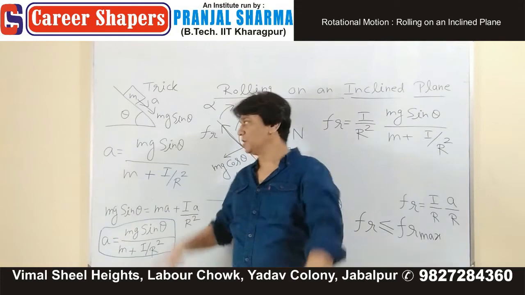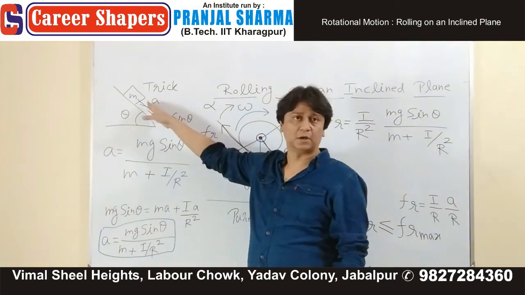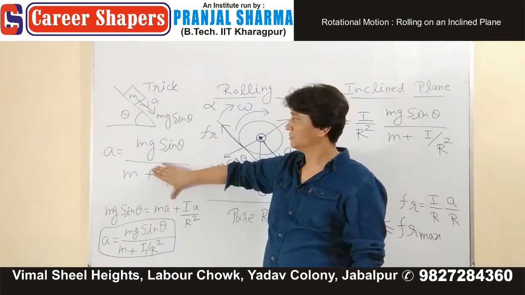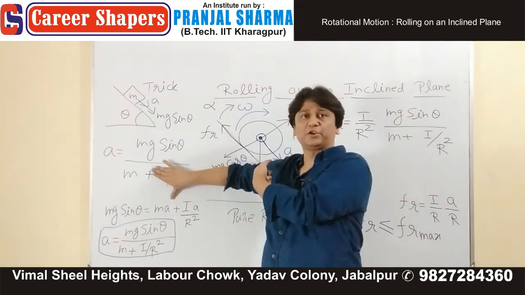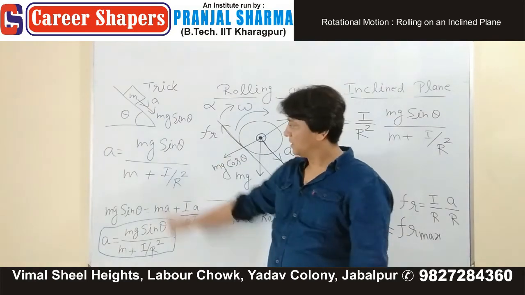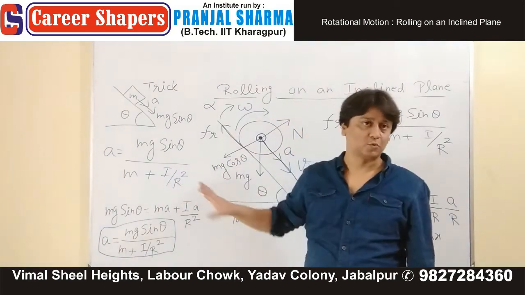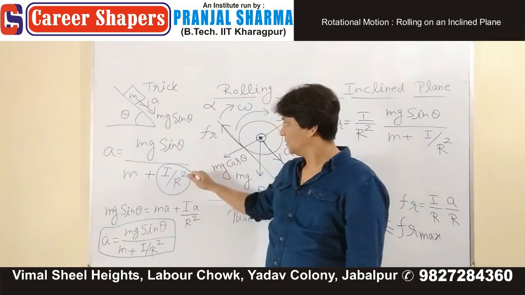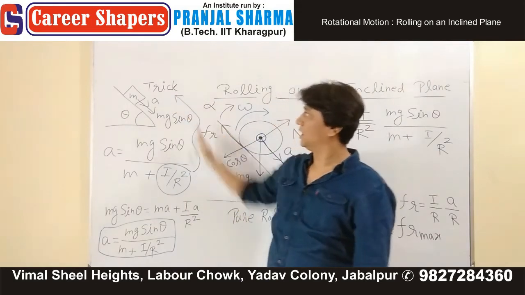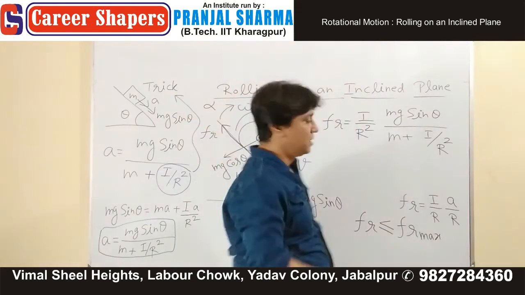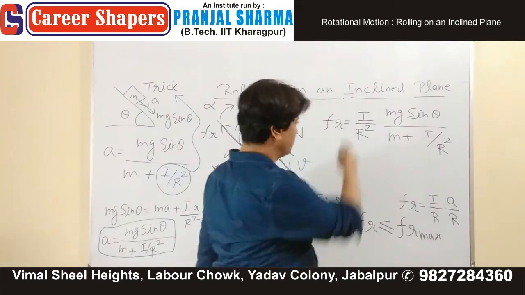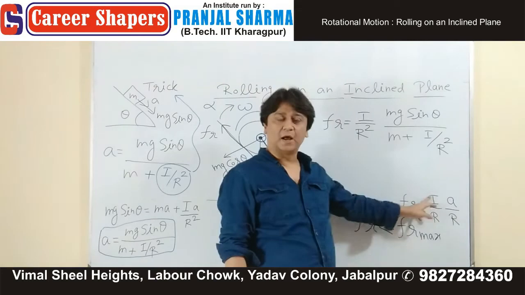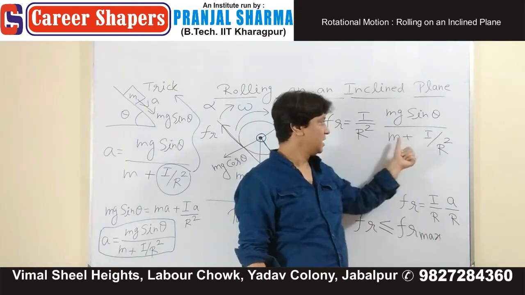But to simply remember this acceleration: what is acceleration if you release the object on an incline in laws of motion? g sine theta, mg sine theta upon m. In rotational motion, what is the acceleration? Add I upon r square part also. So this I upon r square, remember as a trick. बाद में note कर लेना. Look here. So what is Fr coming? I upon r square multiplied by a.